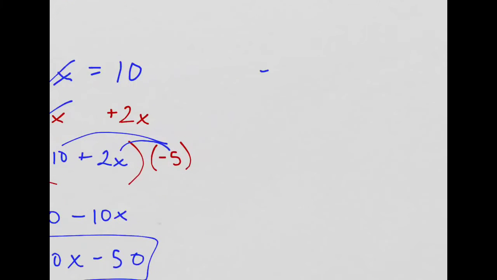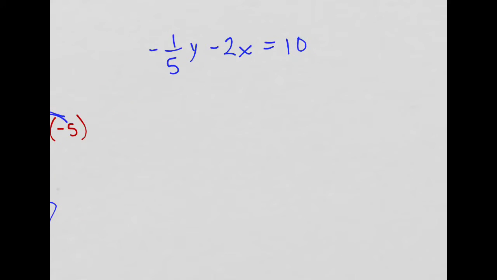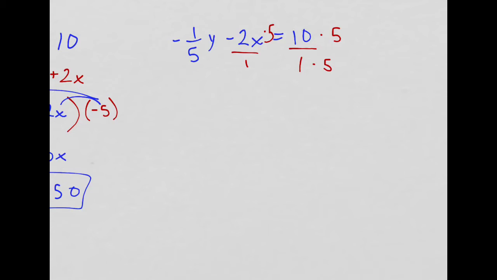All right, let's do it the other way. If you really want to use the screwdriver, negative 1/5 y minus 2x equals 10. So if you want to get a common denominator, the common denominator, of course, is going to be 5. So you multiply by 5 here. Multiply by 5 here. It's the same exact process. And then we have minus 10x, sorry, I forgot that part, over 5 equals 50 over 5.